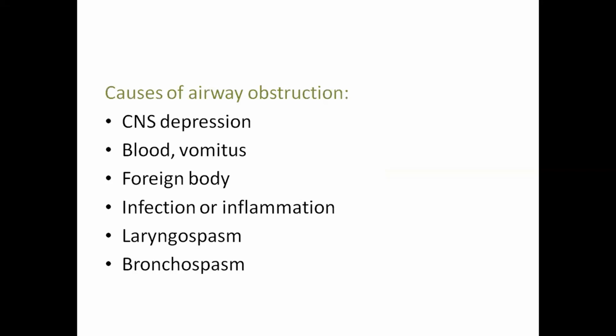In terms of briefly going over causes of airway obstruction, what you might commonly see on a medical ward would be CNS depression. You might have blood or vomitus in the airway, alternatively a foreign body. There might be infection or inflammation, or laryngospasm and bronchospasm. Now, these will be covered a little bit more in the resuscitation ALS lecture that's to come later.